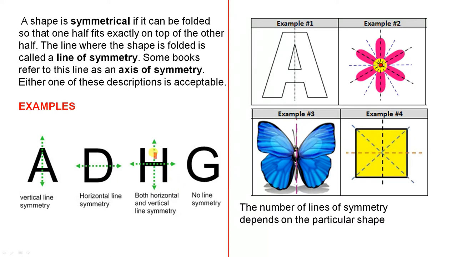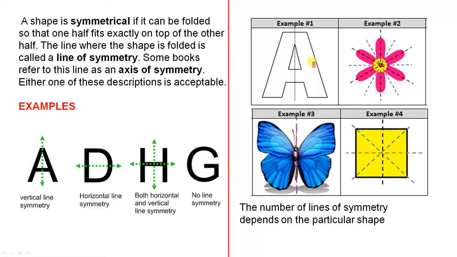The letter H has a vertical and a horizontal line of symmetry. So it has two. The letter G, there is no line symmetry there. In other words, you cannot draw any lines on this particular letter where the two halves are exactly the same, where they are mirror images of one another. It cannot be done, so there's no line symmetry there.